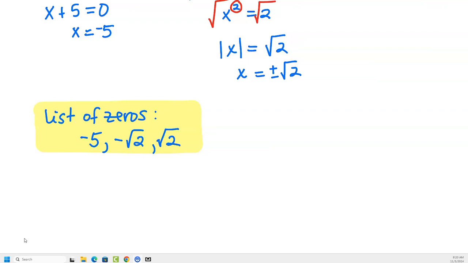We could also write this as a list of x-intercepts. You could leave it just as it is, right? Say the x-intercepts are negative 5, negative root 2, and root 2. You could write plus or minus root 2. I'm okay with that. But if I want to write the list of x-intercepts, I could also write it as xy pairs.